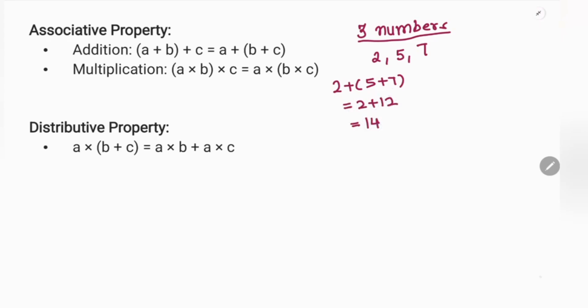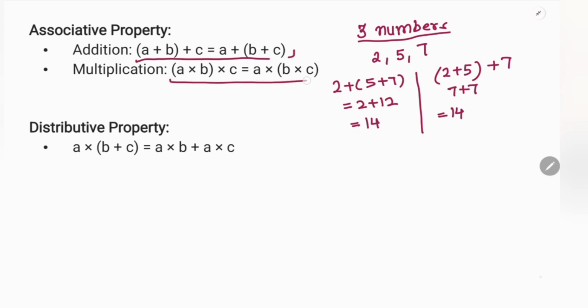14. Now instead of adding 5 and 7 first, I add 2 and 5 and then I will add 7. Will that affect? No. Answer will still be equal to 14. So this is known as associative property. It verifies in multiplication and in addition both. Whether you are adding numbers or multiplying, it doesn't depend on the order of grouping.